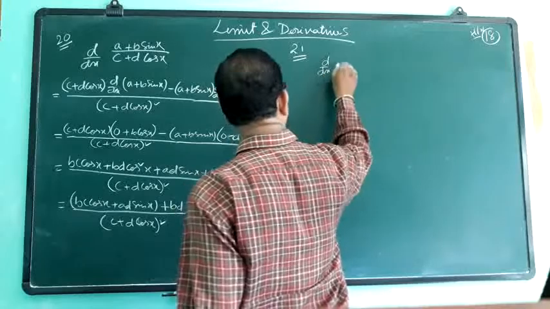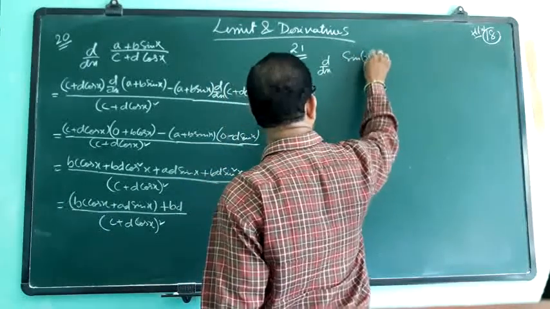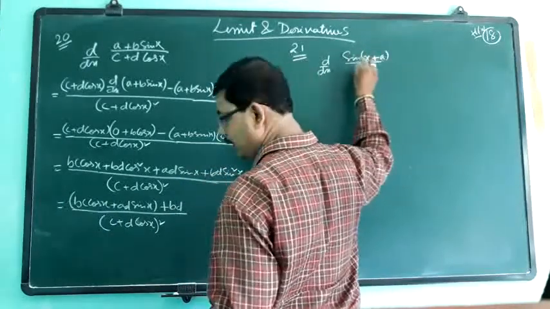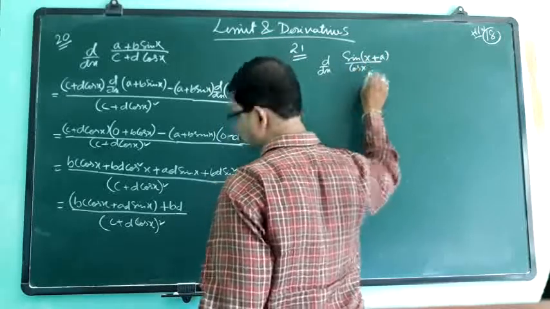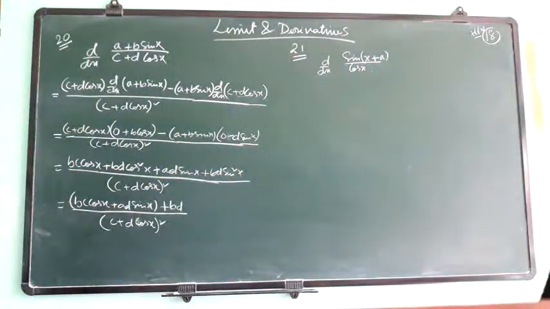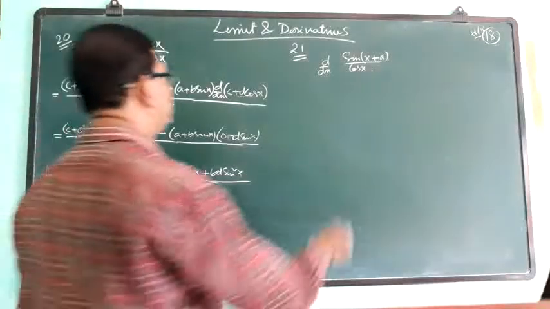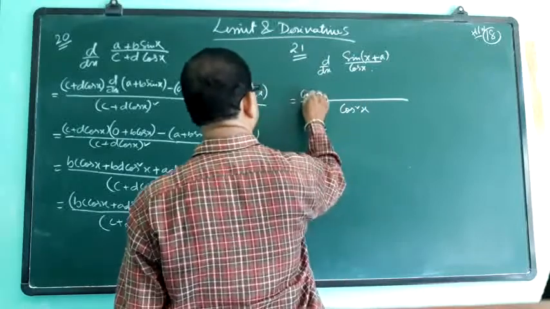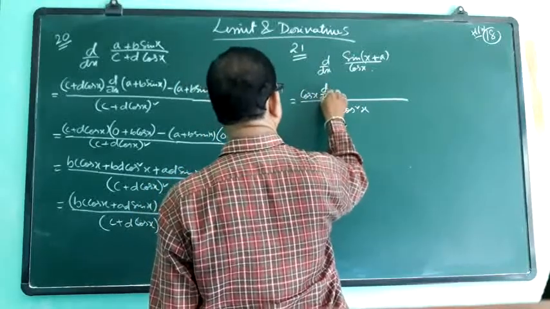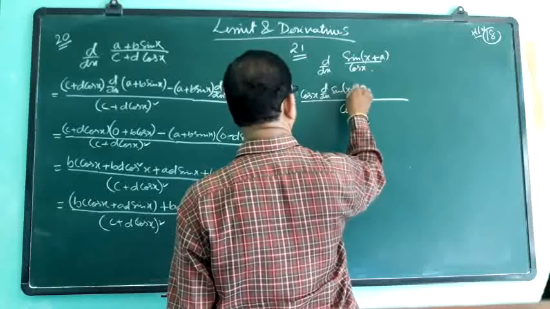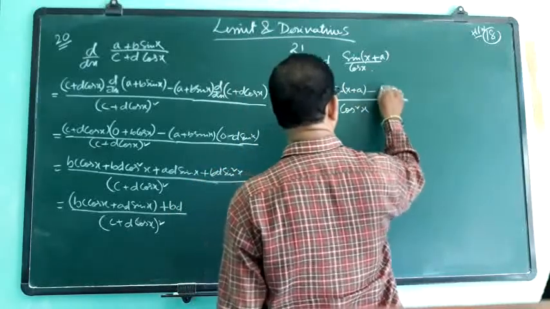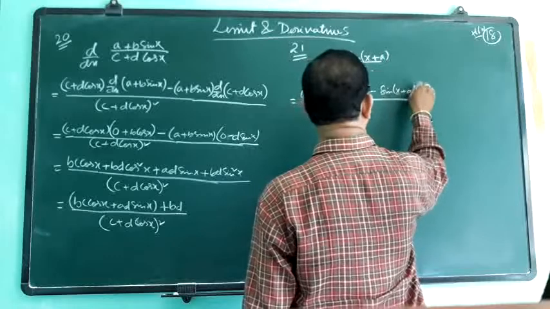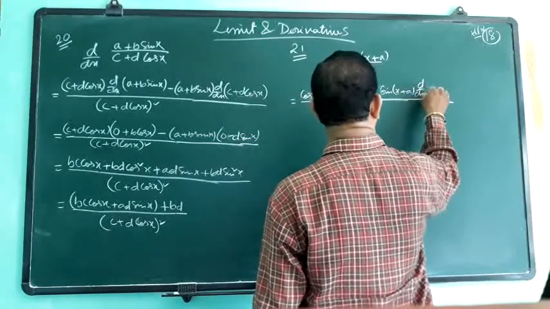Here, sin x plus a divided by cos x. So if we differentiate that one, then this is again u by v form, and yes, we can do this. So v square, keep v here, differentiate u, minus, keep u, differentiate v.